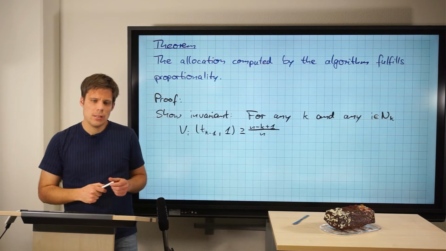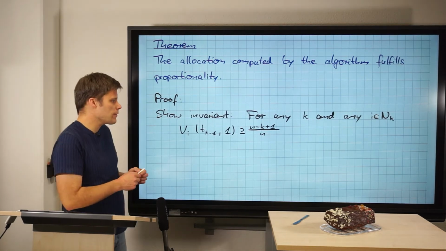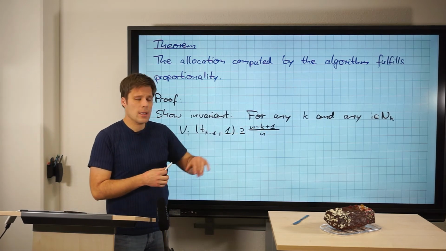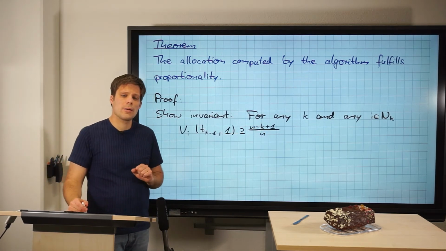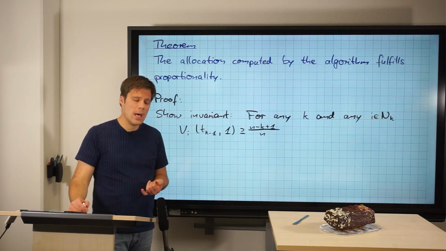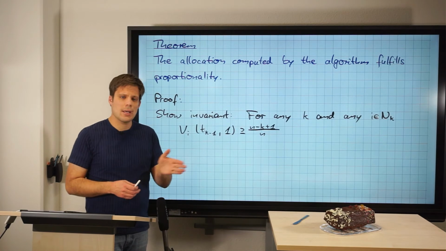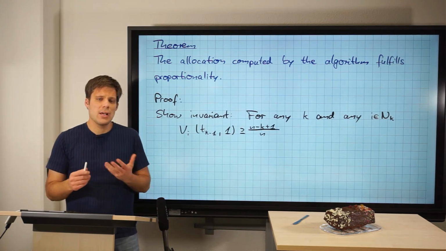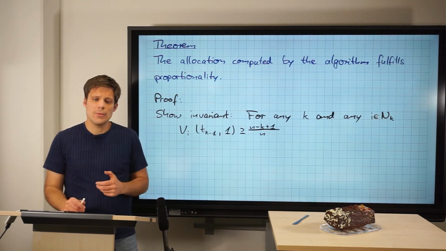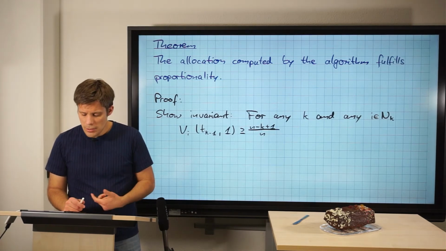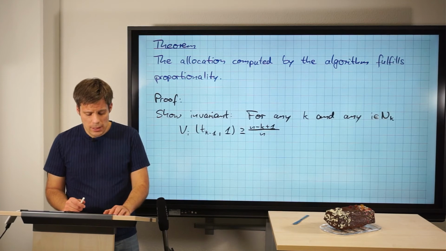This in particular makes sure that for k being equal to n, the last agent remaining will be happy, and also in between everybody can say, okay, this much of the remainder gives me a 1 over n value. How do we show such an invariant? We show it by induction.